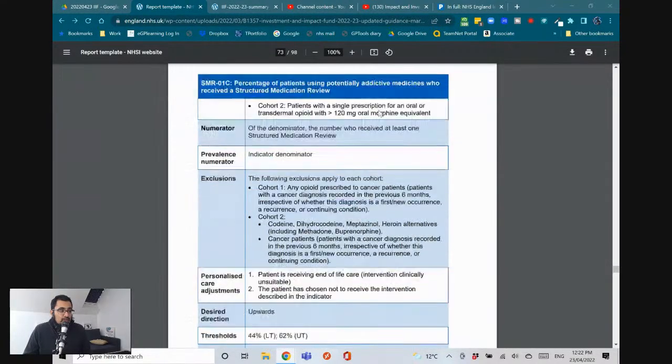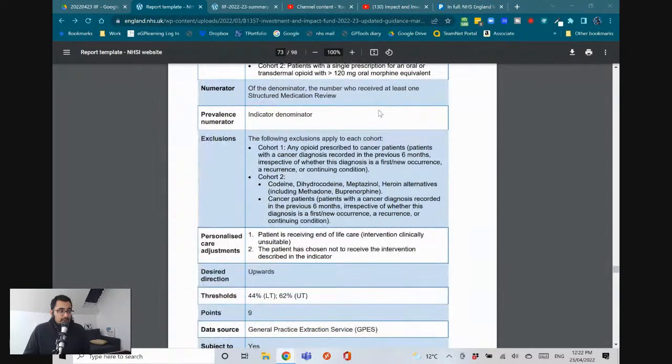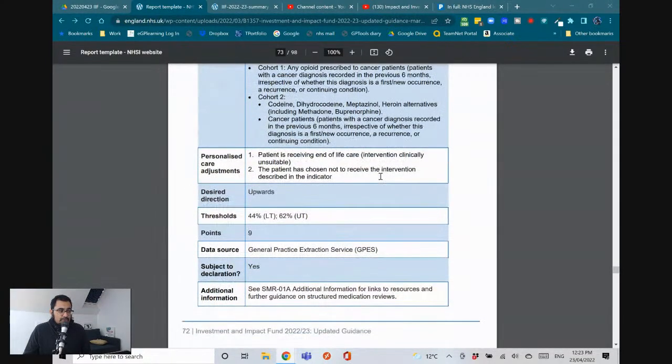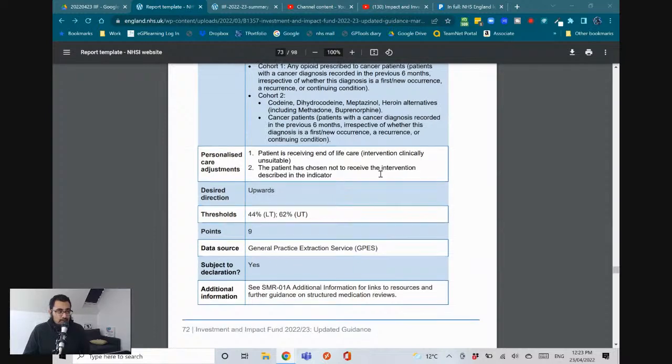In terms of exclusions, it talks about the exclusions if they're on low opiate doses, and if they're on cancer care review and things. And the adjustments are patients receiving end-of-life care, or patients who chose not to receive the intervention. It's an upwards trend, 44% lower threshold and 62% upper threshold, again 9 points.